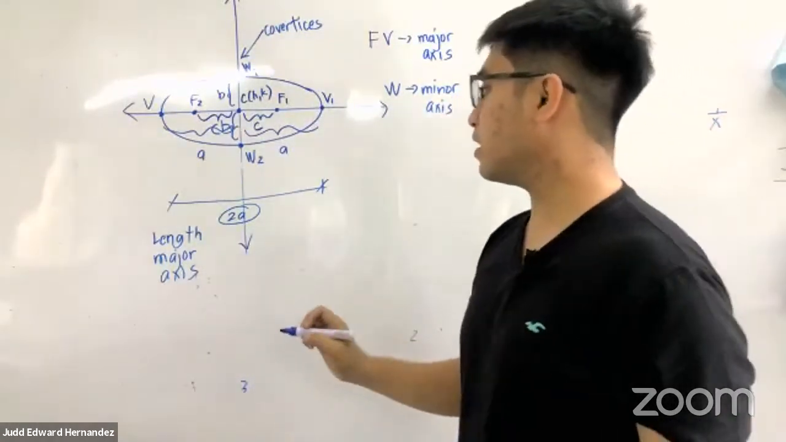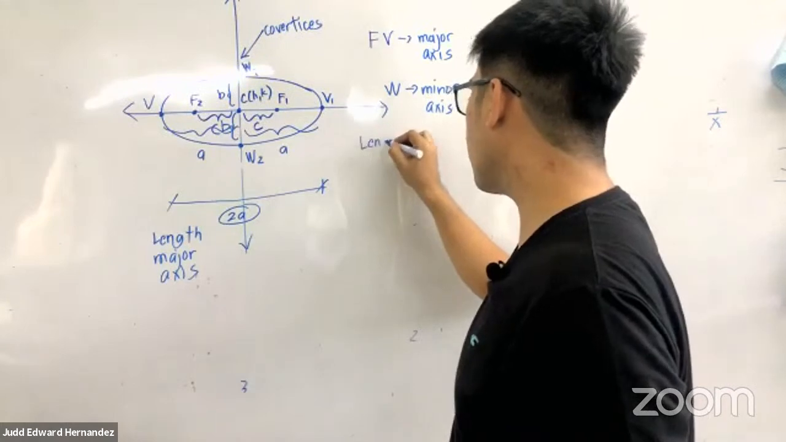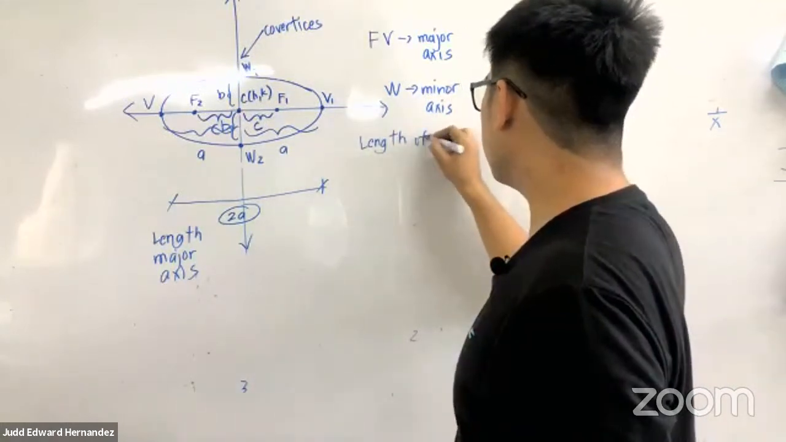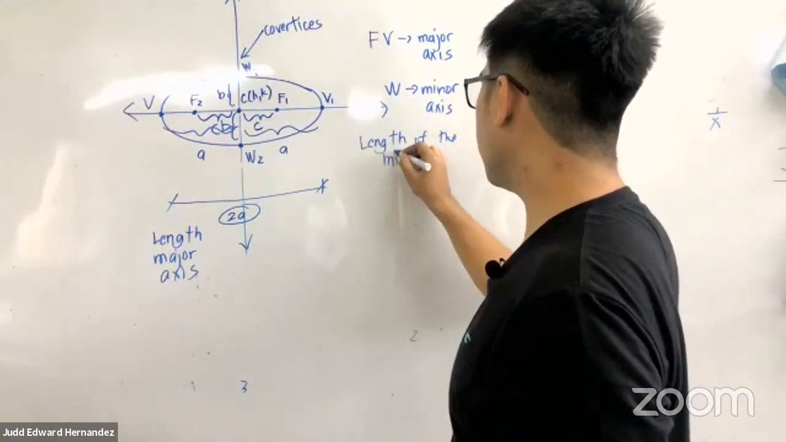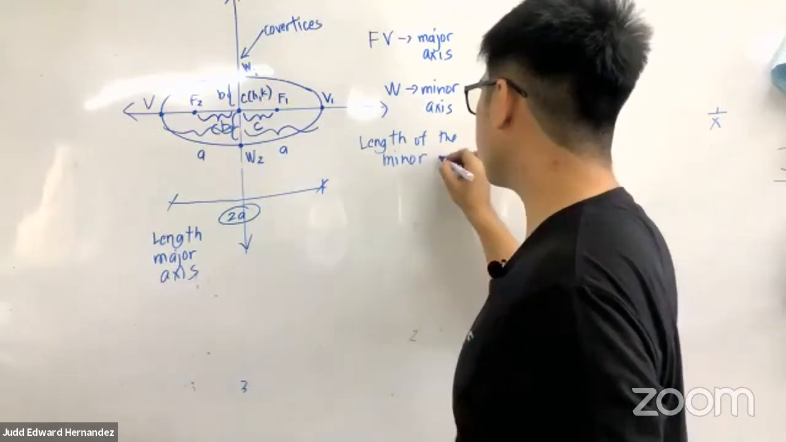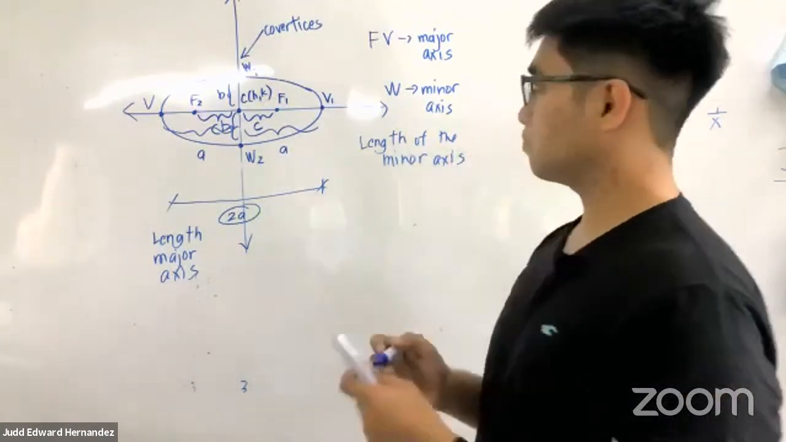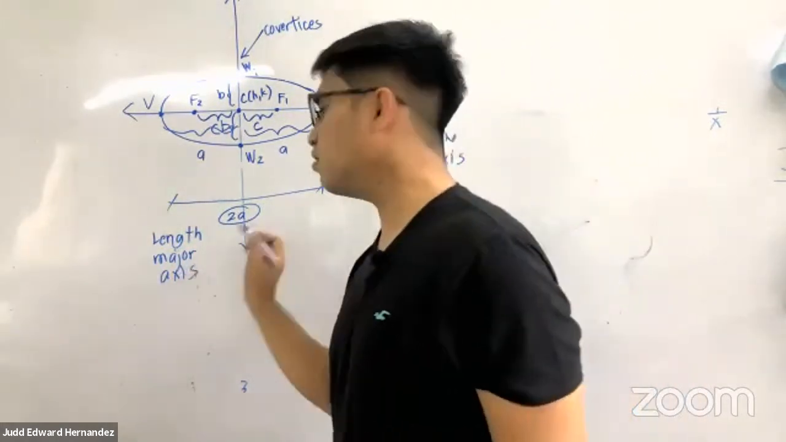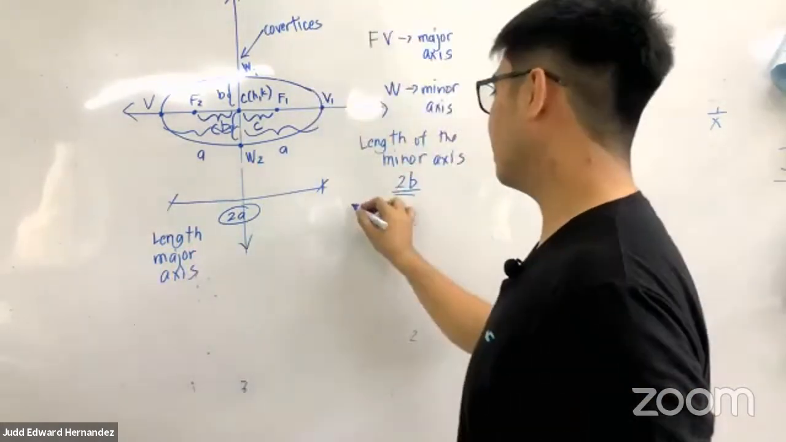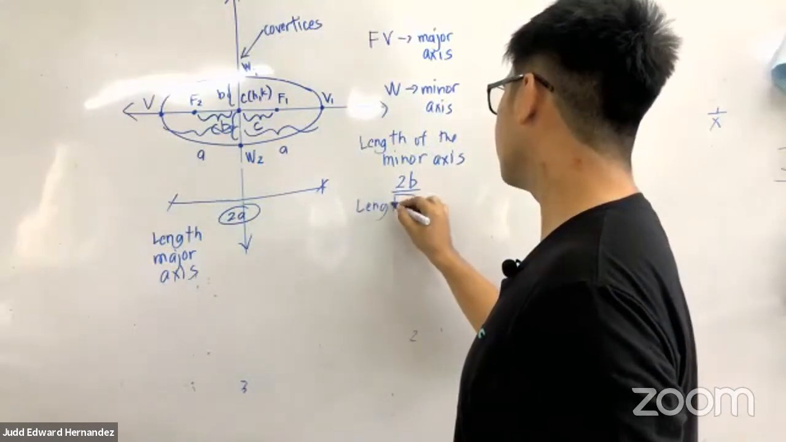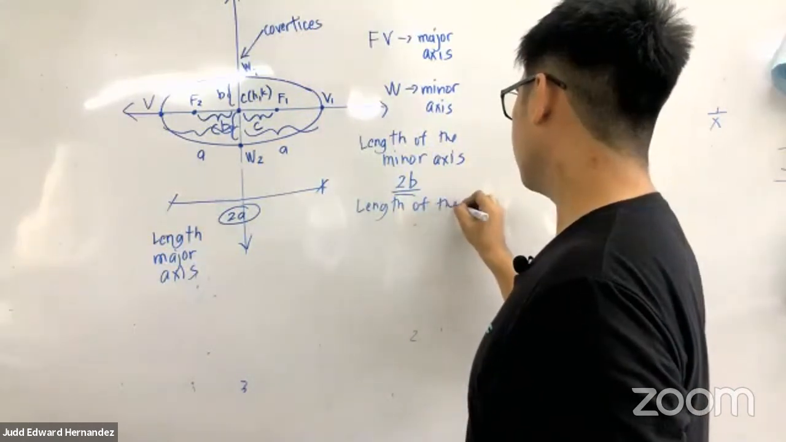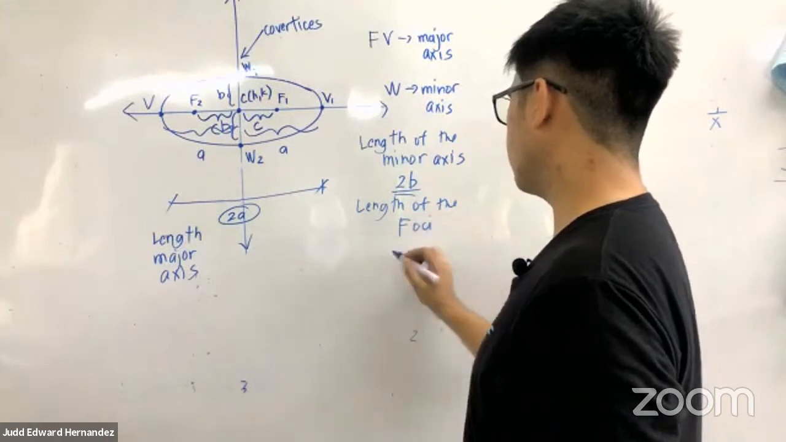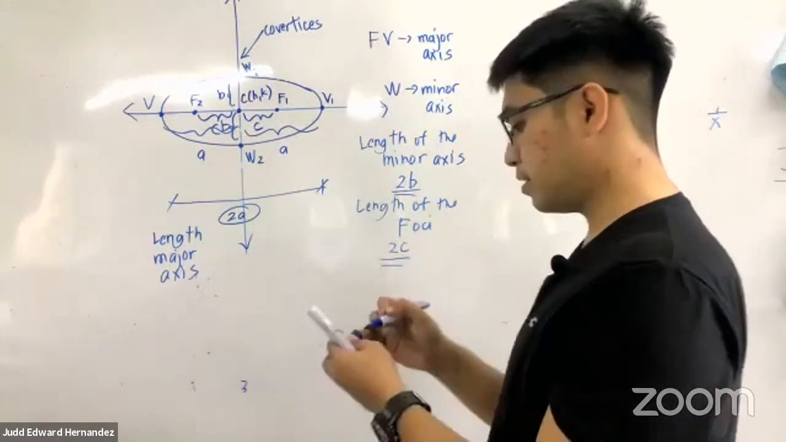Okay. And what is the length of the minor axis? Pag tinanong ka, what is the length of the minor axis? Sige nga, anyone? What is the length of the minor axis? 2B. Very good. That is 2B. Okay. Eh pag tinanong ka, what is the length of the foci? 2C. Very good. That is 2C. So the length of the foci is 2C.